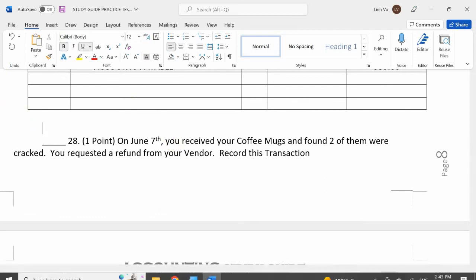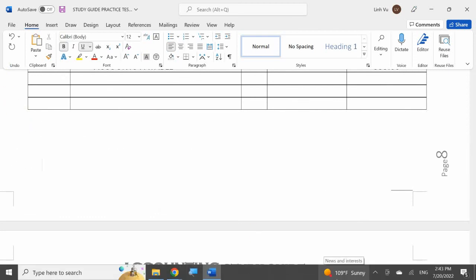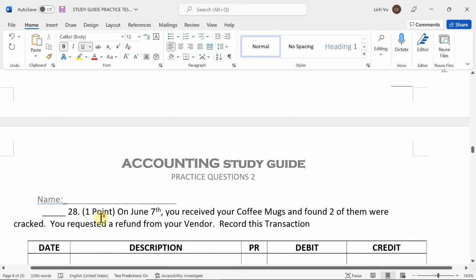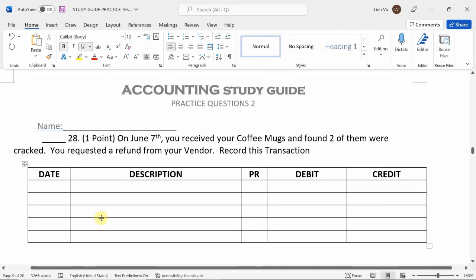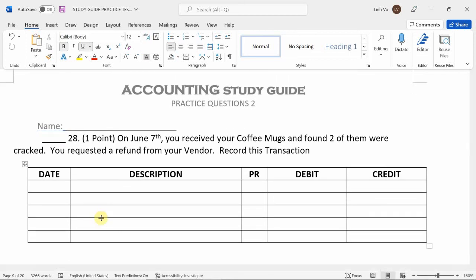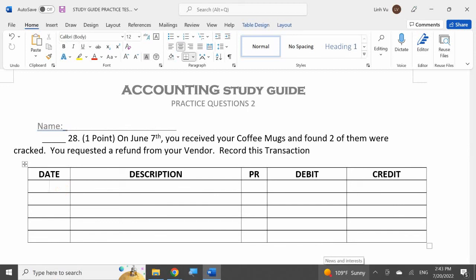All right, let me push this question down real quick. All right. So the next question is question number 28. If on June 7th you received your coffee mugs and found that 2 of them were broken or cracked, and you requested a refund from your vendor, how do I record this transaction? So in this case, this is related to the previous one.